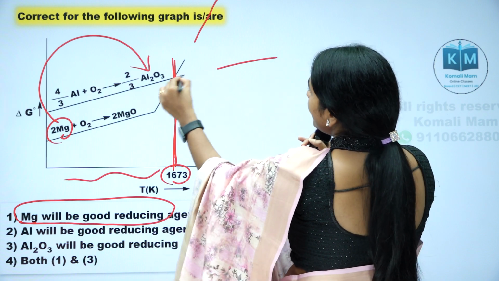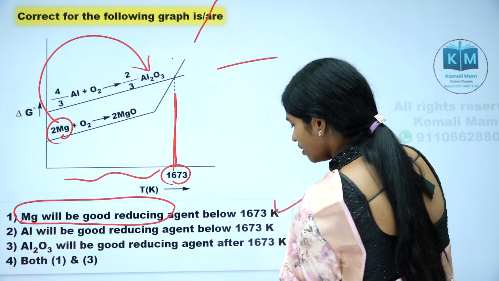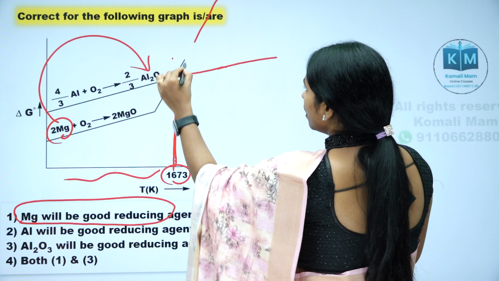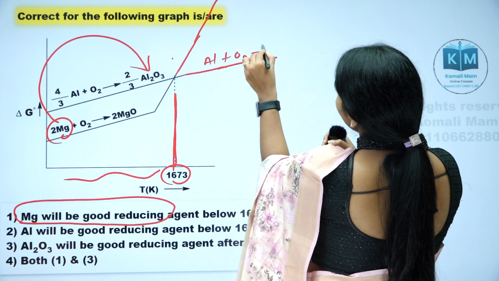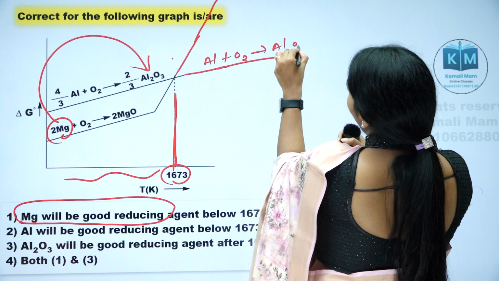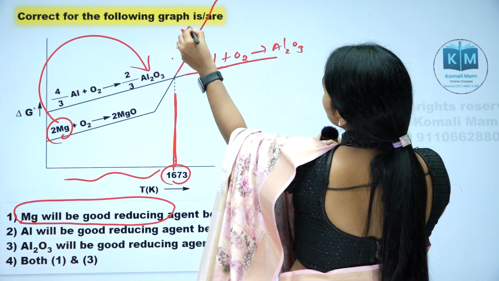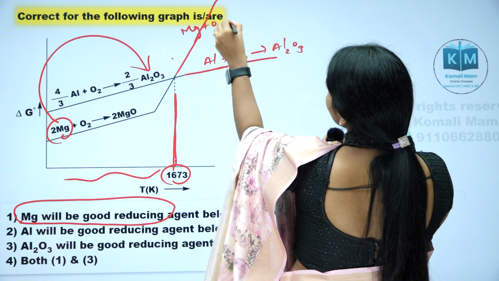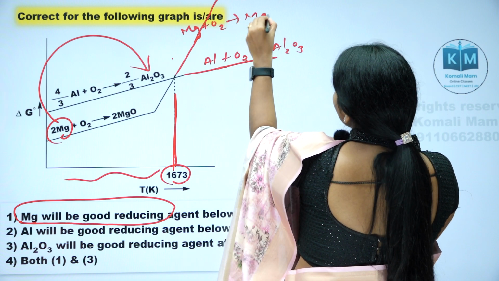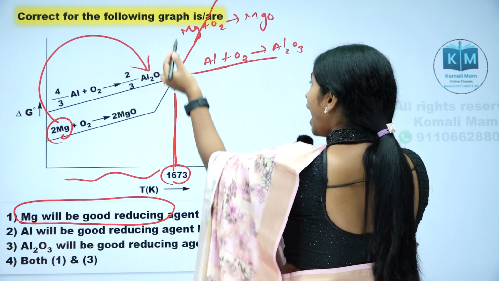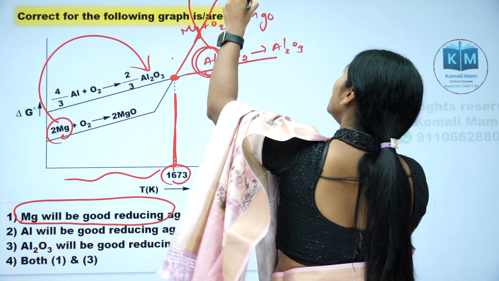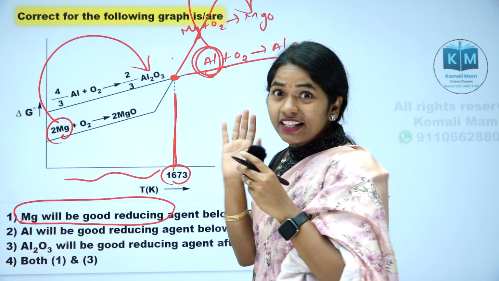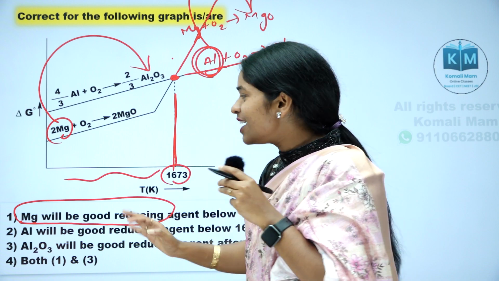Once you extrapolate this graph, this line is for aluminum reacting with oxygen and forming Al2O3. And this line is for magnesium reacting with oxygen and forming magnesium oxide. Correct? So now after this point, aluminum is coming down. So aluminum metal reduces the magnesium oxide. Are you getting my point? Are you understanding? So very easy.